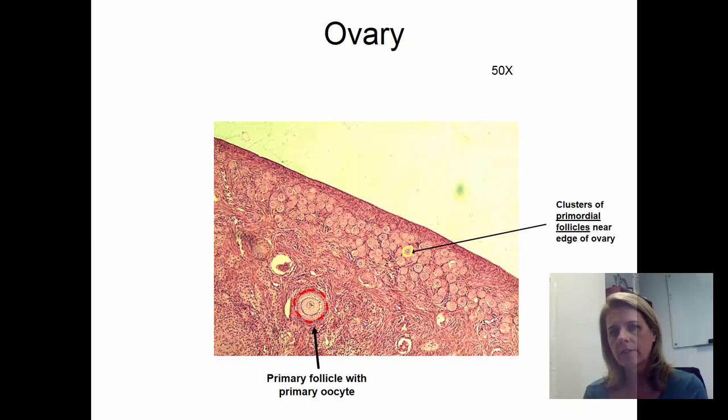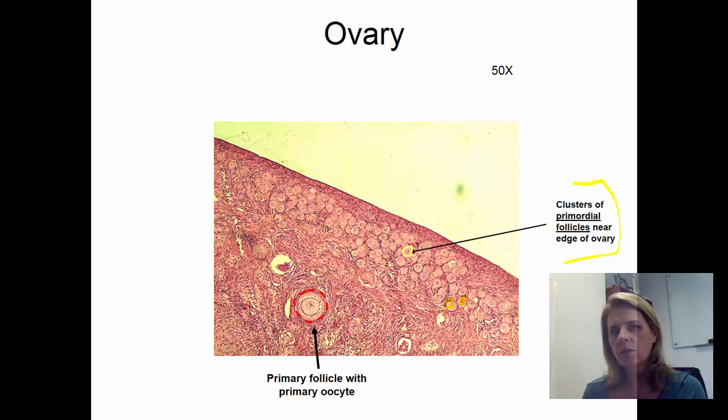So this is a cross-section looking at an ovary. And if you see these tiny little dots, these little circles, these are the primordial follicles. And if you have a microscope slide, they're usually going to be around the edge of the ovary. They're just big clusters, and so they're pretty easy to see.